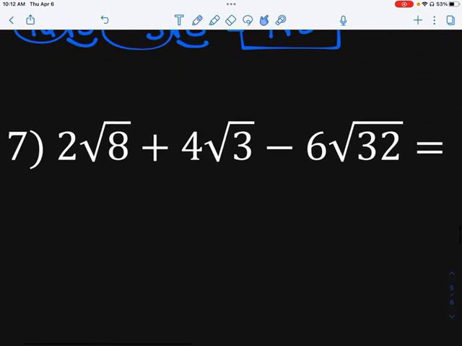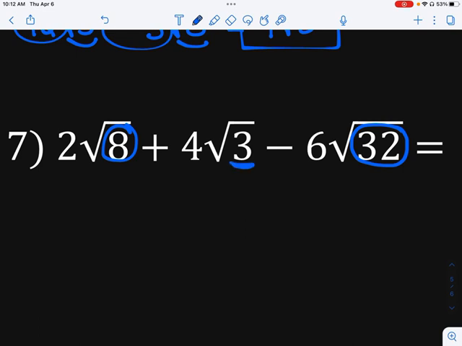Okay? Now, this time I have 3 expressions. But does that change anything? And the answer would be no. So I look here, 8 is going to need to be simplified, and 32 is going to need to be simplified.